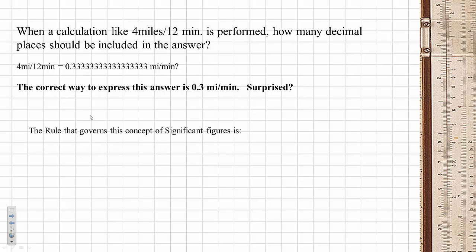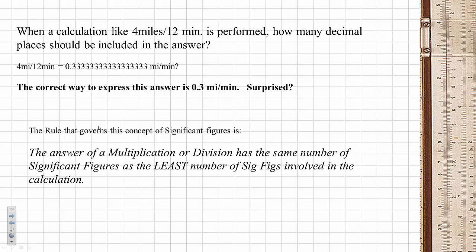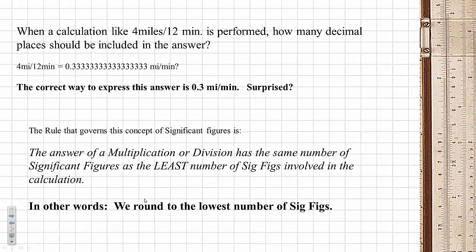The rule that governs this concept of sig figs, and this is only for multiplication and division, which is most of what we'll be doing in class, is that the number of significant figures in the answer is the least number of significant figures involved in the calculation. It's a fancy way of saying we round to the lowest number of sig figs. So in 4 there's only one significant figure, and obviously in 12 there are 2 of them, but in our answer we only keep 1.